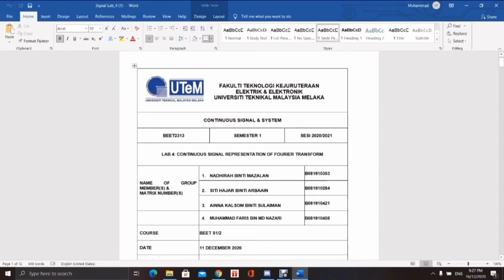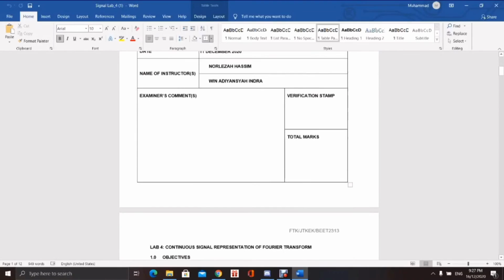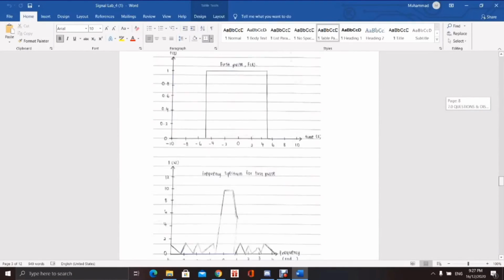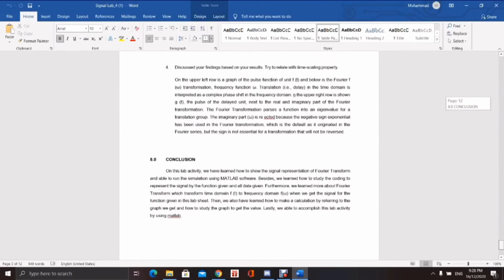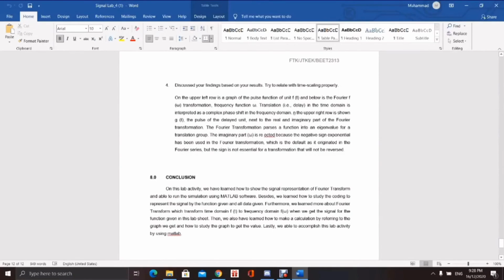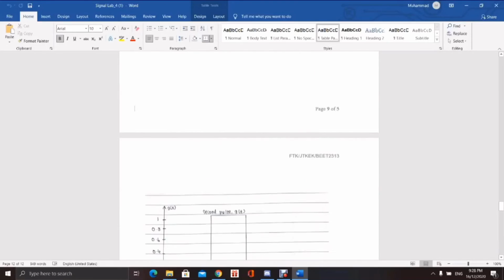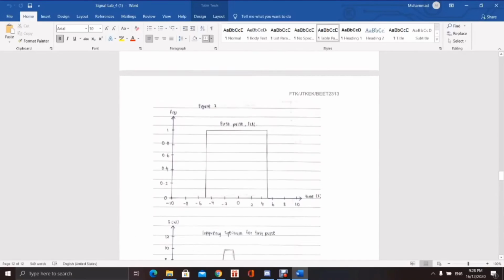For lab 4, continuous signal representation of Fourier transform, I will tell you about question number 4 and the conclusion. The question is, discuss your finding based on your result. Try to relate it with the time scaling property. So, I will go to the graph first.